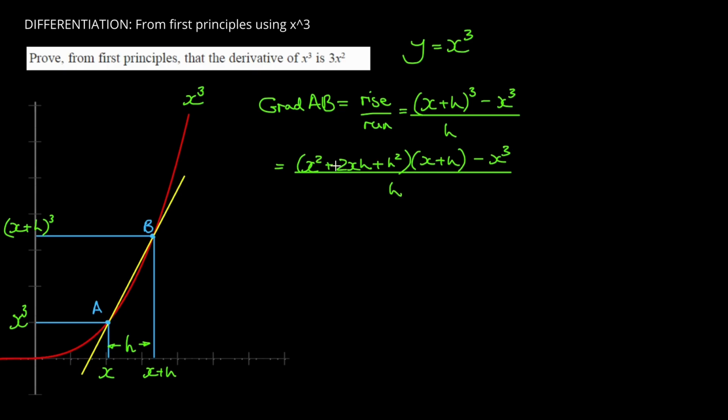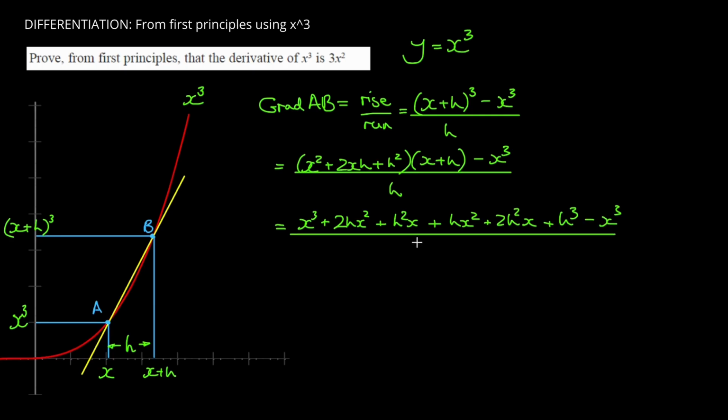We've got to multiply this out. We multiply everything in this first bracket by x, and then multiply everything in this first bracket by h. So this is equal to x cubed plus 2hx squared plus h squared x. That's the first three terms. Now multiplying through by h, I get plus hx squared plus 2h squared x plus h cubed minus x cubed, and this is all divided by h.